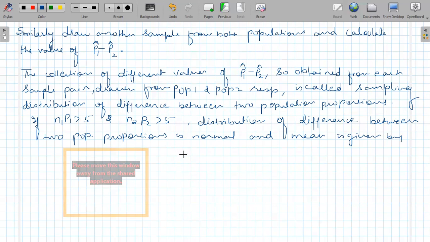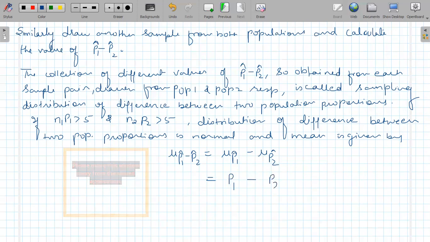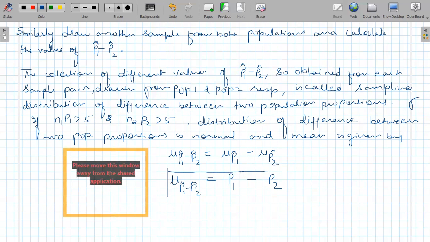इस डिस्ट्रीब्यूशन का मीन क्या होगा, म्यू p1 कैप माइनस p2 कैप is equal to म्यू p1 कैप minus म्यू p2 कैप. म्यू P1 कैप क्या है, किसका मीन है, ये सैम्पलिंग डिस्ट्रीब्यूशन ऑफ सैंपल प्रपोर्शंस का मीन है, और ये किसके बराबर होता है, ये कैपिटल P1 के बराबर होता है, एंड दिस इज इक्वल टू कैपिटल P2. So this is the mean of sampling distribution of difference between two population proportions.